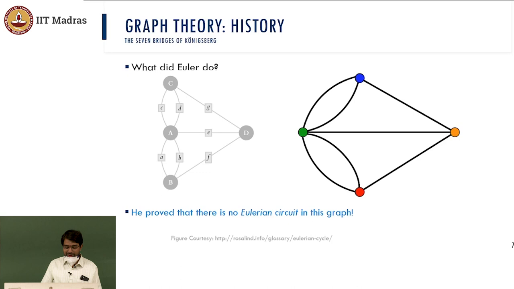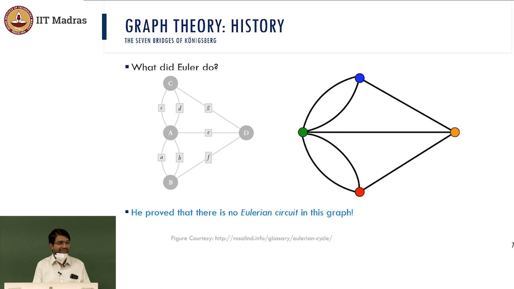And so what did Euler do? He proved that there is no Eulerian circuit in this graph. So today we call it an Eulerian circuit in Euler's honor. And of course, remember, it's Euler, okay? So you should always figure out how their names are pronounced. Just like Westerners might clobber our names, we should also try to figure out how to spell their names right.